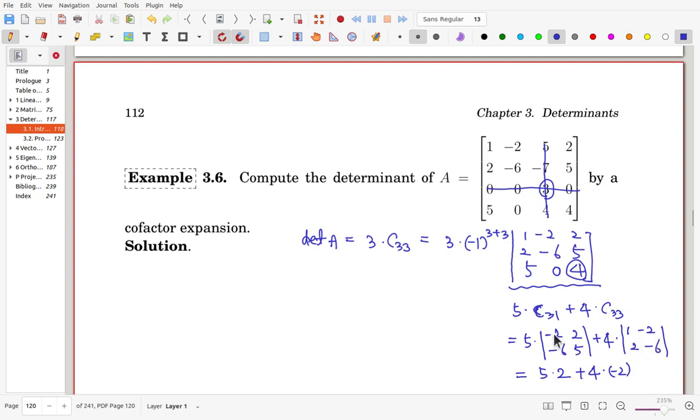So for that one, 5 times, minus 10 plus 12, so it is 2, plus 4 times, minus 6 plus 4, that is minus 2. So it's 10 minus 8, which is 2. So this portion is 2, and we can conclude the quantity is 3 times 1 times 2, which is 6. That's the final answer.